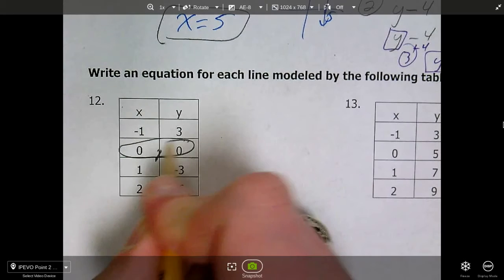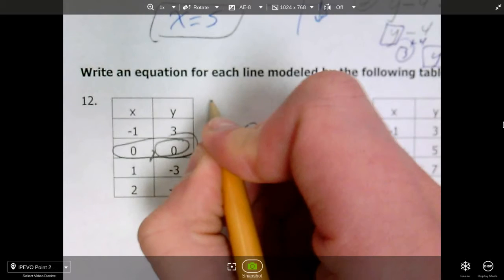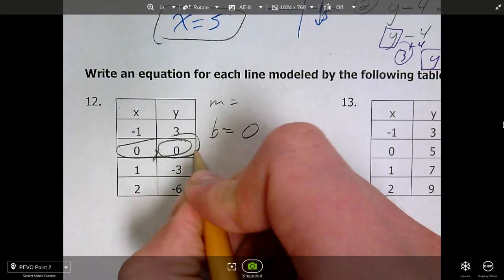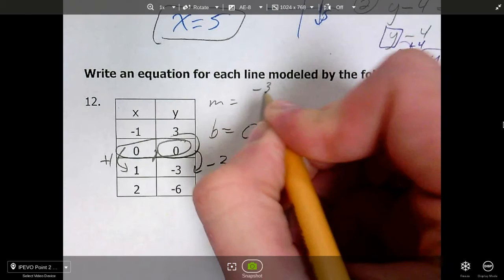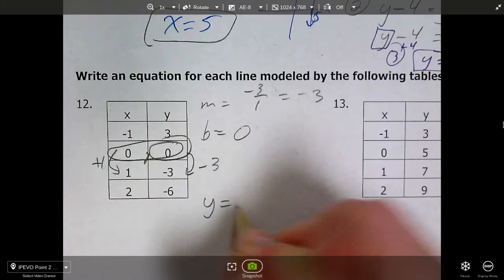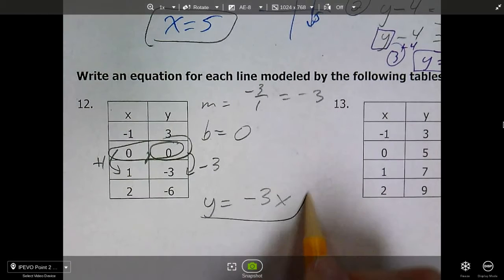The 0, comma 0, so our y-intercept is 0, our b is 0, and our slope, well, let's see, if we just look at these points, let's try these right here. Down by 3, up by 1, so negative 3 over 1, which is negative 3. So our equation is y equals mx plus b, so negative 3x plus 0, or just negative 3x.